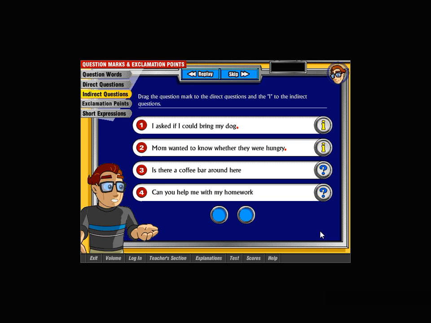Numbers 3 and 4 are direct questions. They require direct answers, and so they should take question marks. The question marks, furthermore, should come at the end of the sentences.